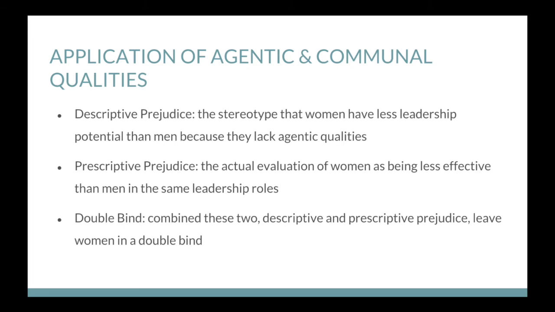Agentic and communal qualities are most often applied to gender roles in leadership. Descriptive prejudice refers to the stereotype that women have less leadership potential than men because they lack agentic qualities. Prescriptive prejudice refers to the actual evaluations of women as being less effective than men in the same leadership roles. Combined, these two leave women in a double bind. This is the idea that if women conform to their traditional gender role, they are not seen as having the same potential for leadership. However, if they adopt the agentic characteristics associated with successful leaders, then they are evaluated negatively for behaving in an unfeminine manner.